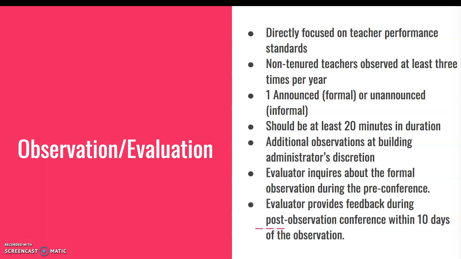So overall, remember that non-tenured teachers are observed at least 3 times per year. There's always going to be a formal and an informal observation. Observations will be at least 20 minutes in duration, most likely more. Additional observations at building level can really be conducted at the administrator's discretion. The evaluator inquires about the formal observation during the pre-conference, and the evaluator has to provide feedback during the post-observation conference within 10 days of the observation.